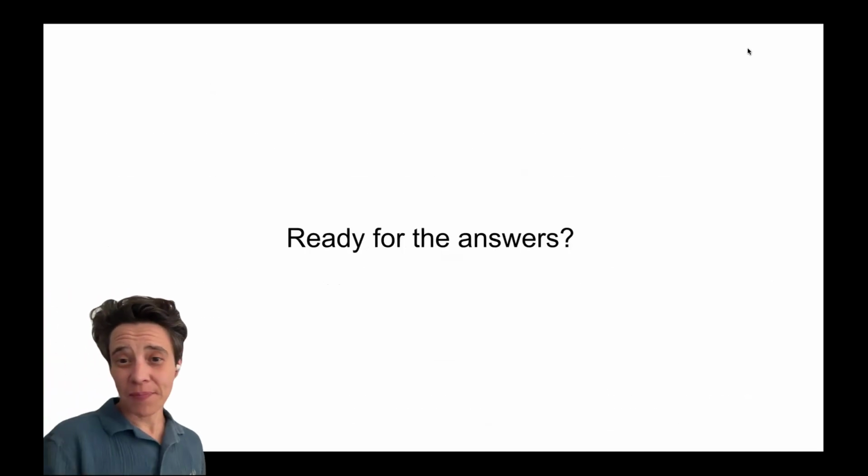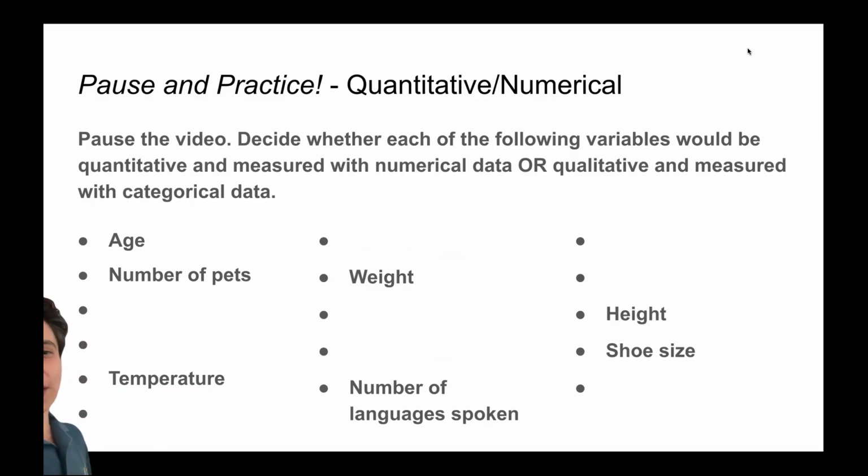Okay, hope you're ready for the answers. These are the numerical ones. So age, that makes sense, right? We would typically measure that in years. Number of pets, it's a number. Temperature, a number. Weight, number of languages spoken. Height, shoe size, arguably a number, although it kind of depends on American versus European sizing. It is a number, but the European sizes are more meaningful than the American sizes. Check with me in office hours if you want that one in more detail.